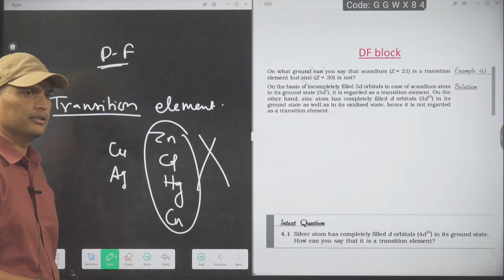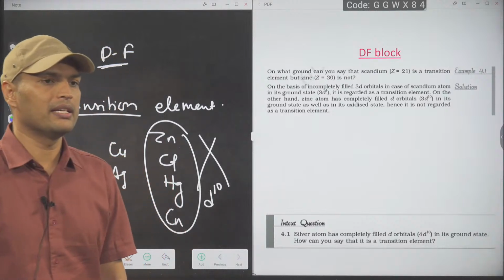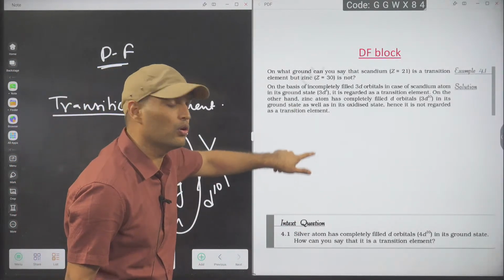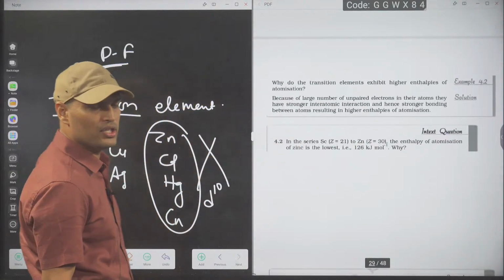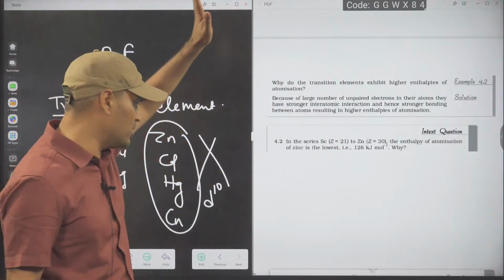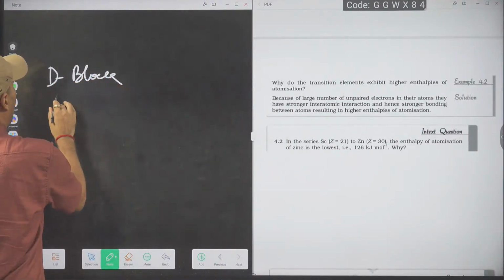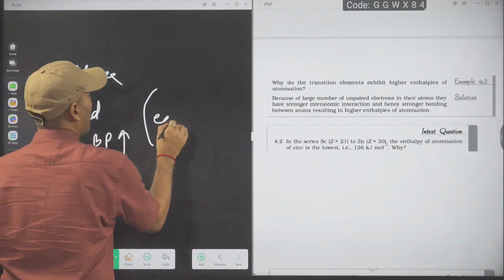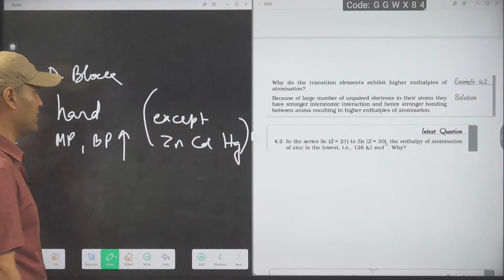Everyone knows why. Because d10 in ground state as well as excited state. So you will find 3-4 questions based on this. Zinc, cadmium, mercury, copernicium are not transition elements. Rest d-block elements are transition. Clear with this? D-block elements are hard, with high melting point and boiling point, except what? Except again zinc, cadmium, mercury, because they are non-transition.